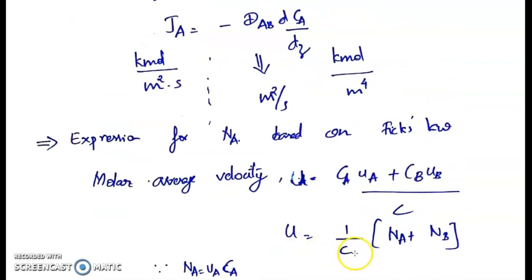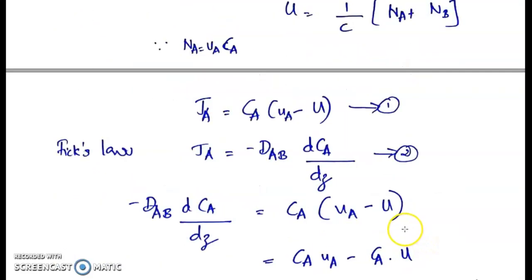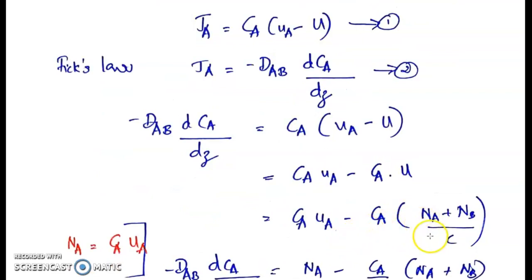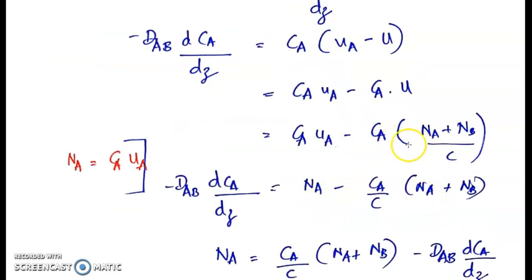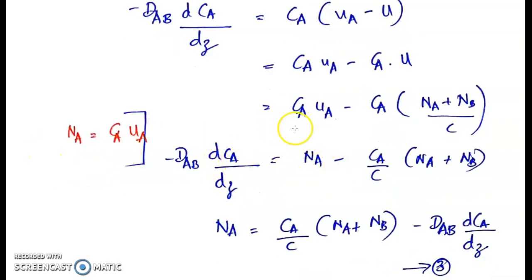U is equal to 1 by C into (NA plus NB). So let's replace U with (NA plus NB) by C. And again we can take C outside. So this equation, minus DAB dCA by dZ, is equal to NA minus CA by C into (NA plus NB). Here CA into UA is equal to NA. This also we learned. So replace CA UA with NA.